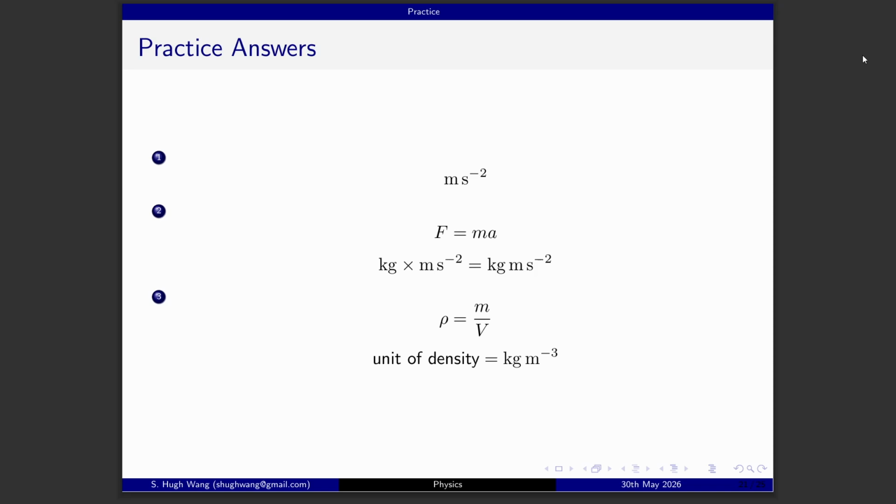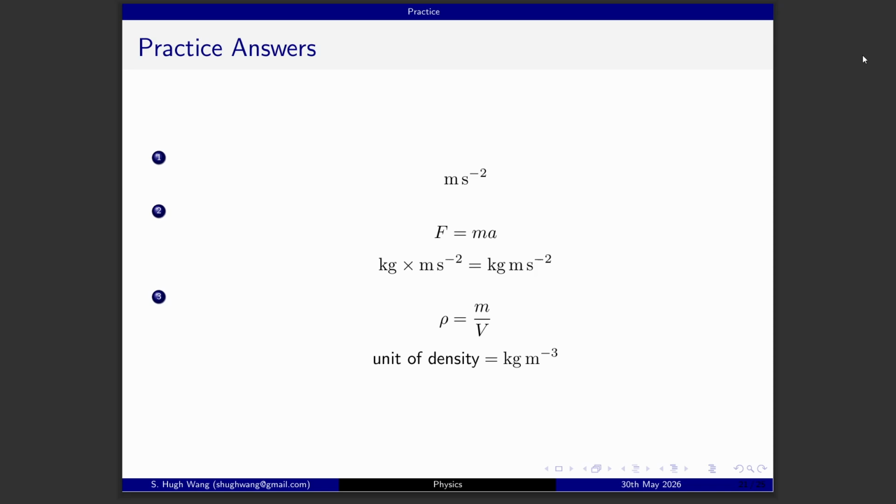For question 1, the SI unit of acceleration is m s^-2. For question 2, we start from Newton's second law, F = ma. Mass has the unit kg, and acceleration has the unit m s^-2. Therefore, force has the unit kg m s^-2.